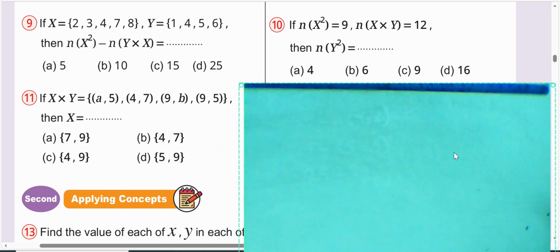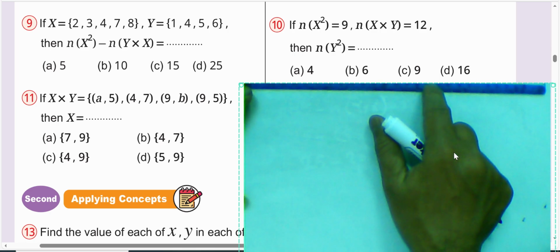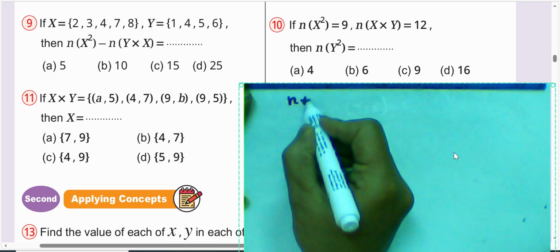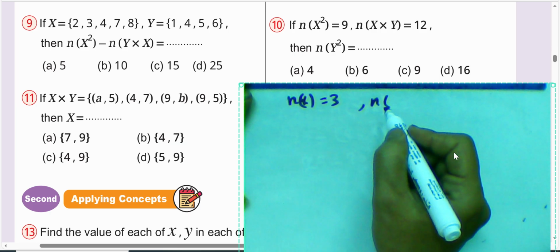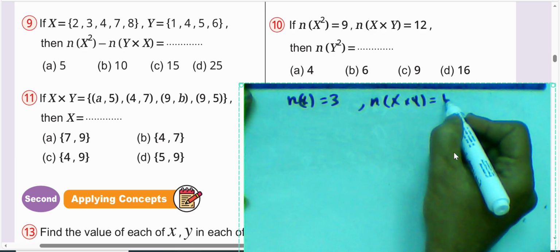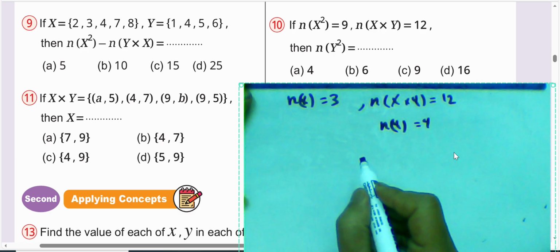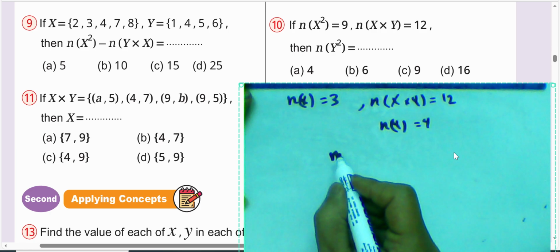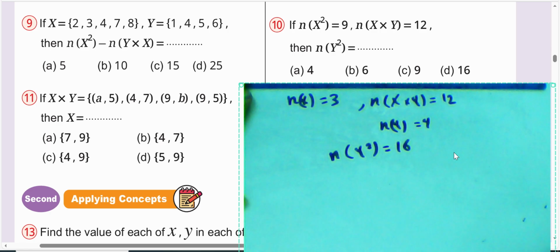We have n(x²) equal 9. Then the number of elements in x will be 3. And it gives us this information: the number of elements in the Cartesian product x by y was 12. Then the number of elements in y will be 4, since 3 times 4 equals 12. It's easy, okay? Then the number of elements in y², 4 times 4, equals 16. The answer will be letter D.